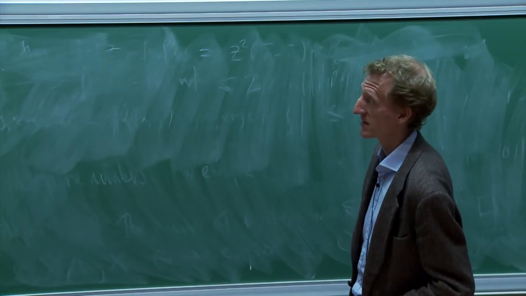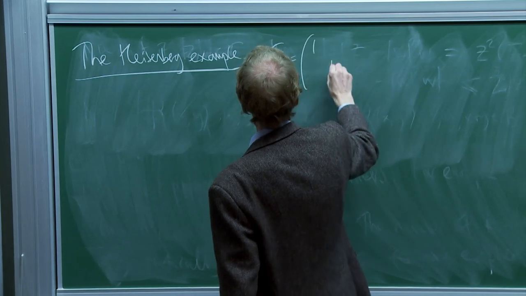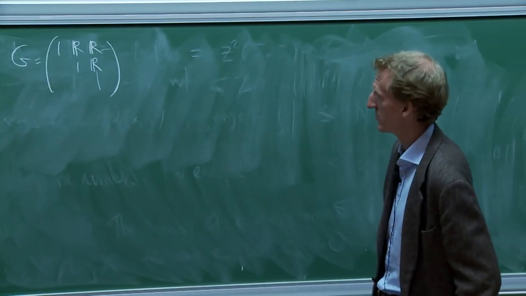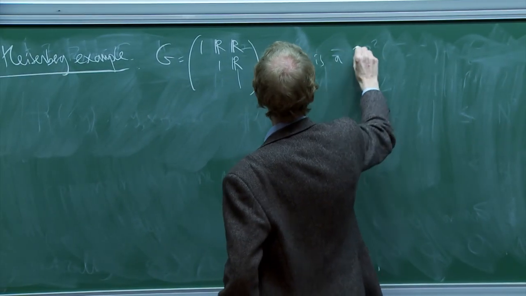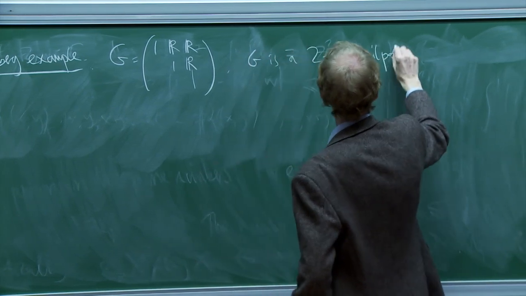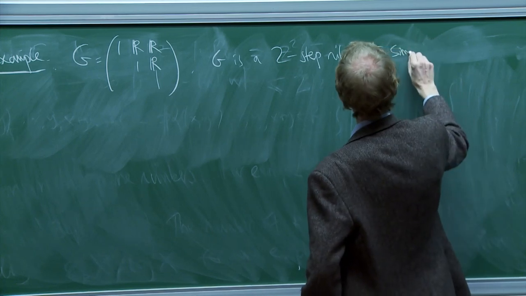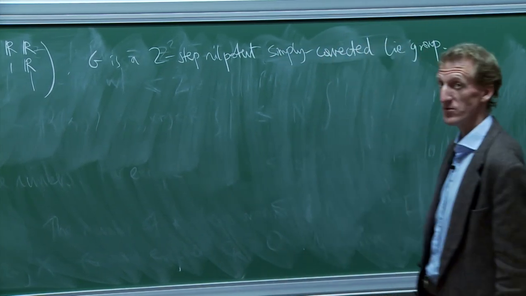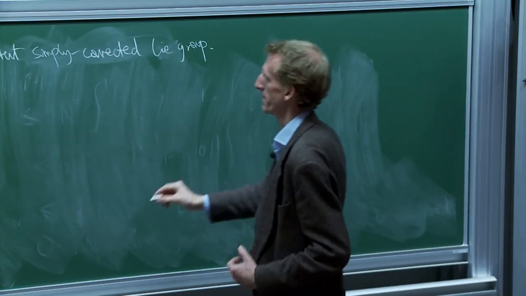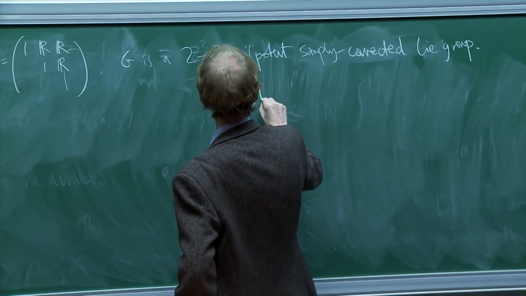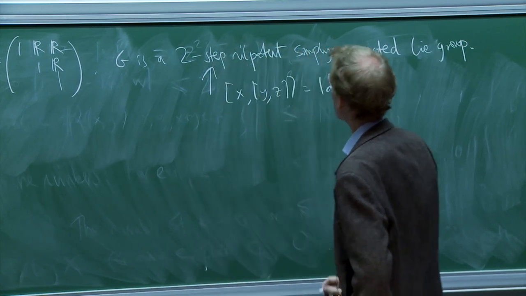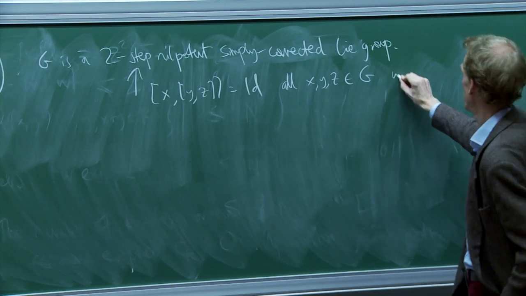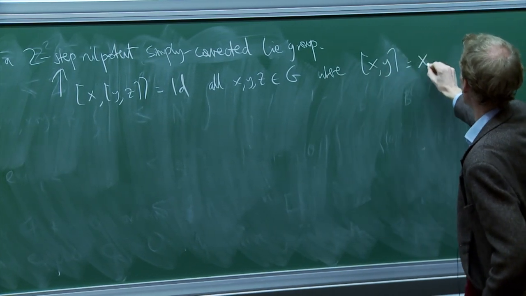So I'll just fill in the blanks there. Here we'll take G to be this group of 3x3 matrices with the usual matrix multiplication. So this is a two-step nilpotent simply connected Lie group. Two-step nilpotent means that commutators of order 3 vanish. So [[x, y], z] is equal to the identity for all x, y, z in G, where to some extent it's arbitrary which way you define your commutators. I'll be taking them like this.